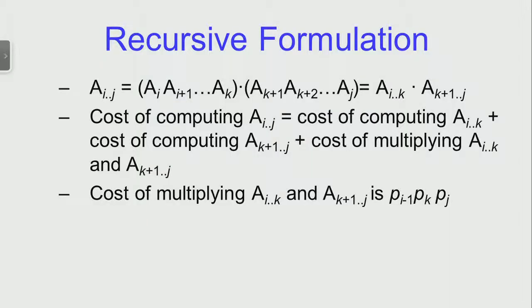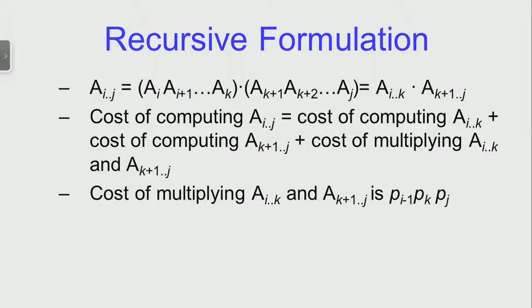Therefore, the total cost of computing Aij is the cost of computing Aik plus the cost of computing Ak plus 1 j plus the cost of multiplying the two matrices Aik and Ak plus 1 j. Note here that the cost is the total number of scalar multiplications. So, we know that the third term, the cost of multiplying Aik and Ak plus 1 j, is p(i minus 1) multiplied by p(k) multiplied by p(j). This is because the orders of the two matrices are p(i minus 1) cross p(k) and p(k) cross p(j).